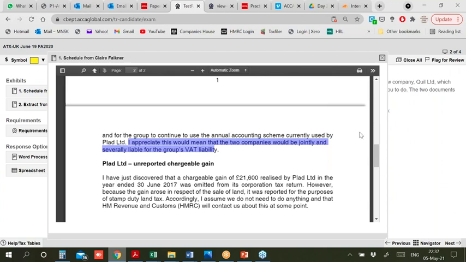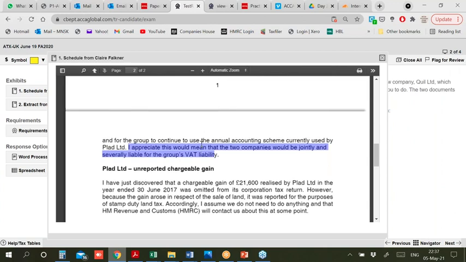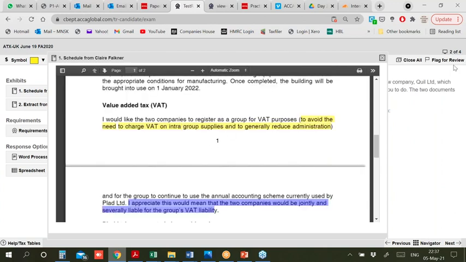So I will ask you guys, if the group will be formed, will the company be able to join the annual accounting scheme? The annual accounting scheme is a VAT scheme, as you guys know. Good answer, guys. The answer is no. If you form a VAT group, you will not be allowed to join the annual accounting scheme.